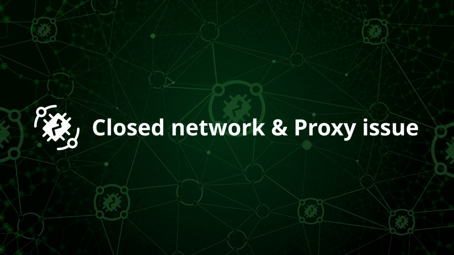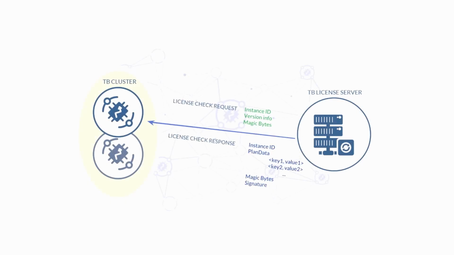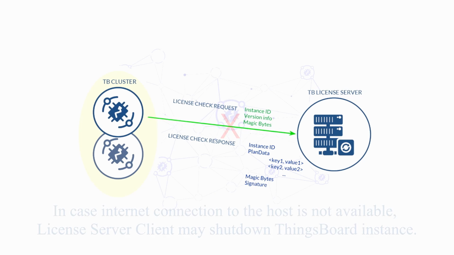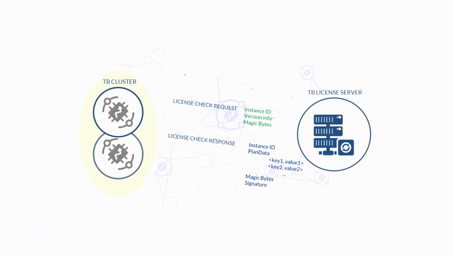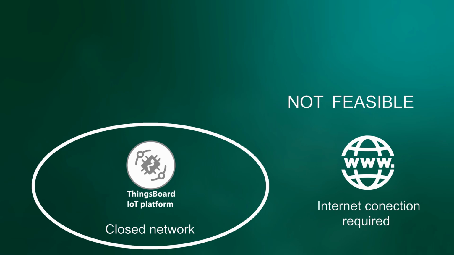Closed network and proxy issue. Your instance of ThingsBoard Professional Edition requires an active internet connection to perform license verification requests. So, in case of an outage after successful activation, the ThingsBoard Professional Edition client will shut down the instance until the connection is repaired. For security or any other reasons, you may not have a connection to the world, and your server will be available only on the local net. For example, you have a facility somewhere in the field, but you still need to perform some logic, aggregate data, and see dashboards on the edge. With ThingsBoard Professional Edition, it's most likely impossible.